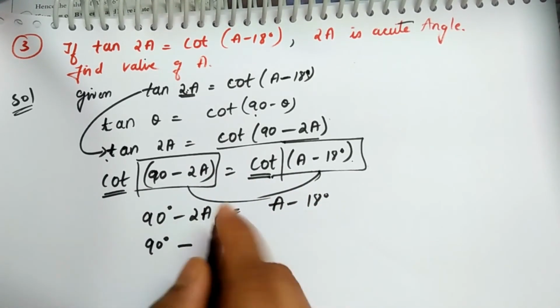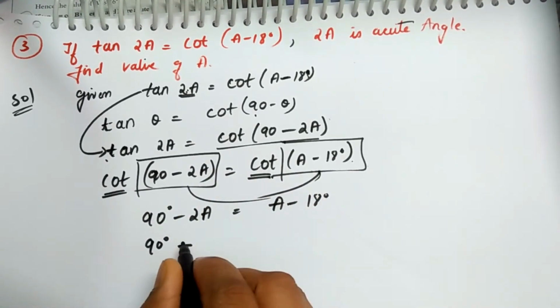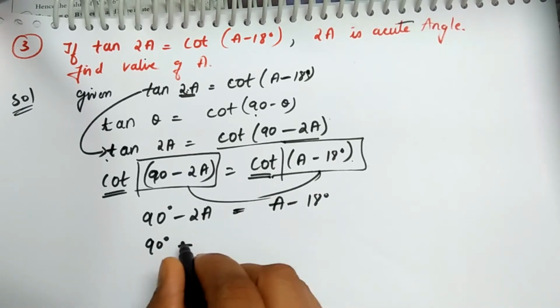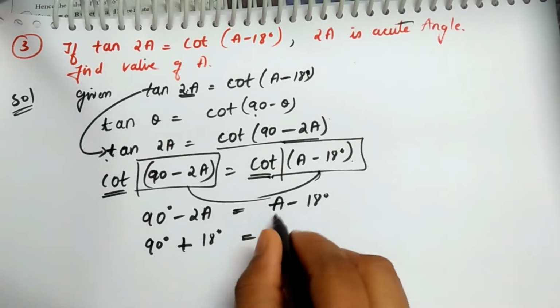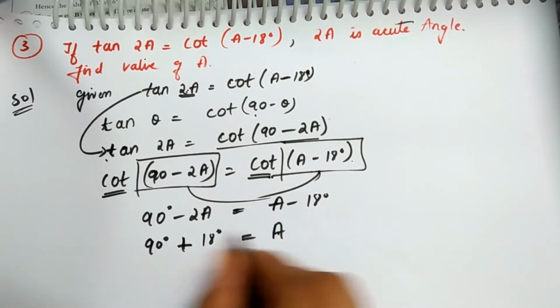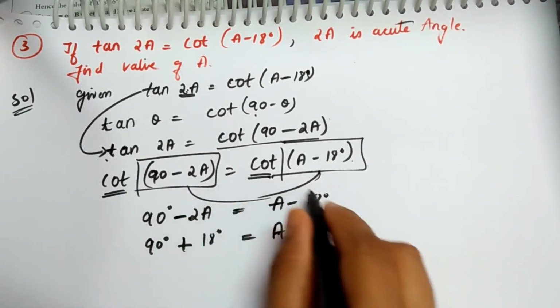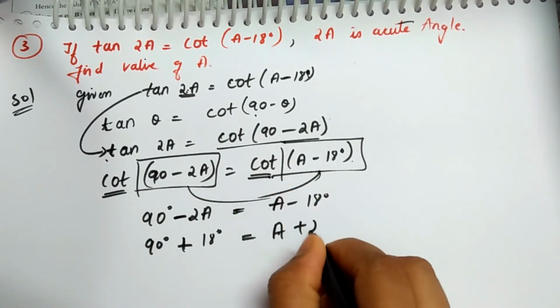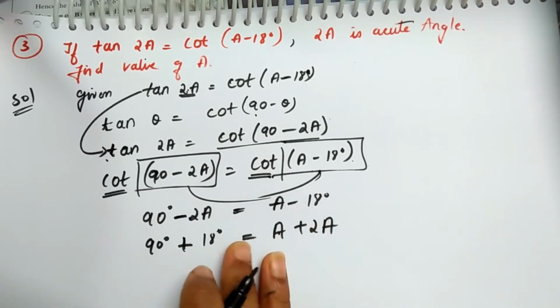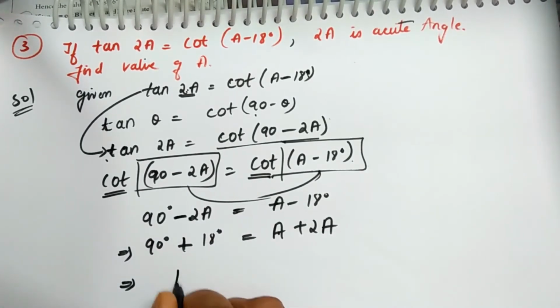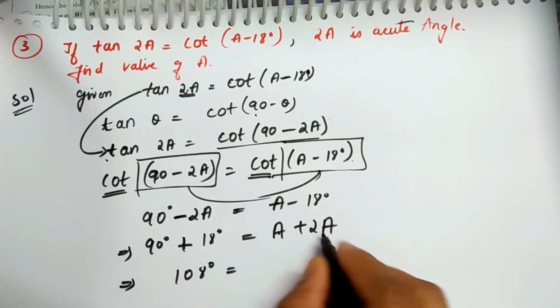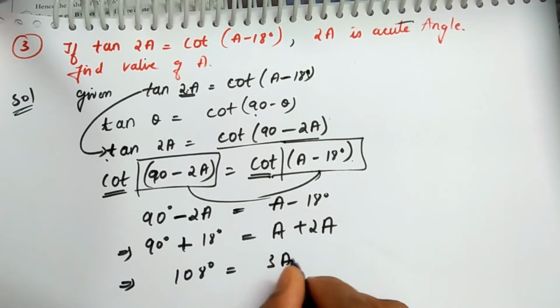Minus 18 goes to the other side of the equation and becomes plus 18 degrees, which equals A itself. And minus 2A goes to the other side and becomes plus 2A. Okay, A terms on one side and normal numerical terms on the other side. So 90 plus 18 is 108 degrees. A plus 2A is nothing but 3A.